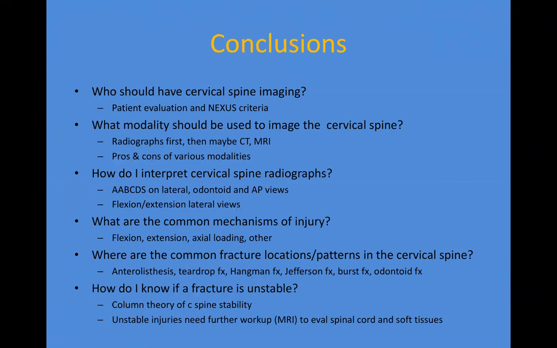And then we discussed stability and the column theory of cervical spine stability and the 3-column model that we can use. And then, finally, obviously, if we evaluate a cervical spine injury and it's unstable, we often need further workup like CT or MRI to evaluate associated injuries to soft tissue, things like the vertebral arteries or the spinal cord or ligamentous injuries that can result in people having long-term neck pain, even if we don't see a specific bony fracture.